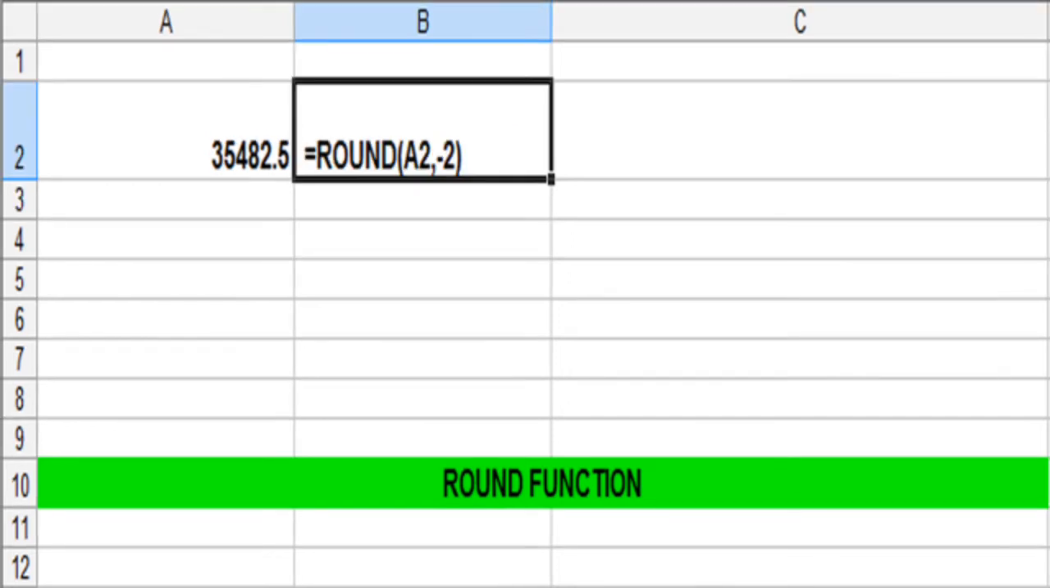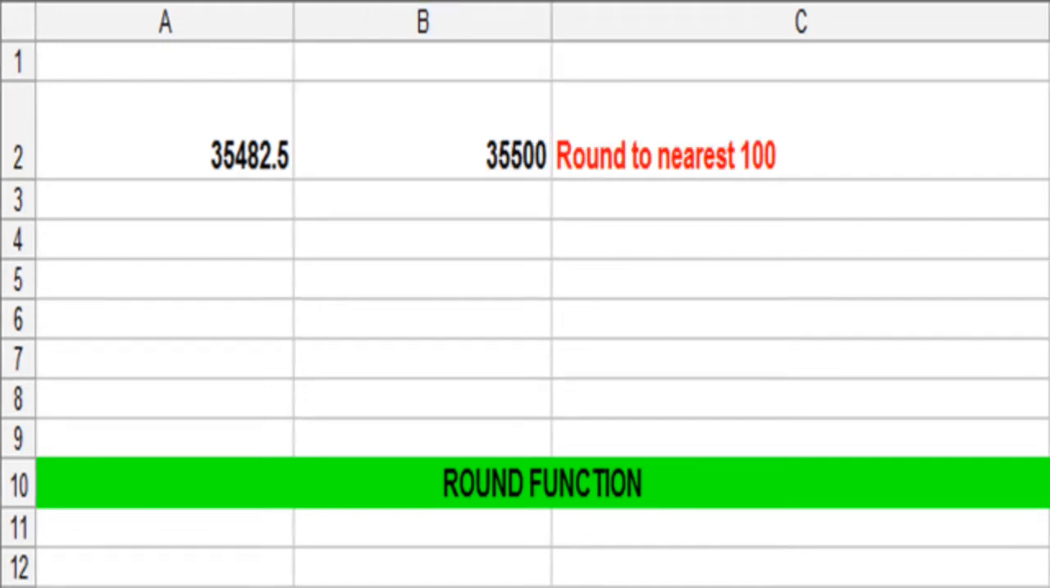Round to the nearest multiple of 100. The formula is equals ROUND(A2, -2). Press enter. Rounded to the nearest multiple of 100. The output number is 35500.